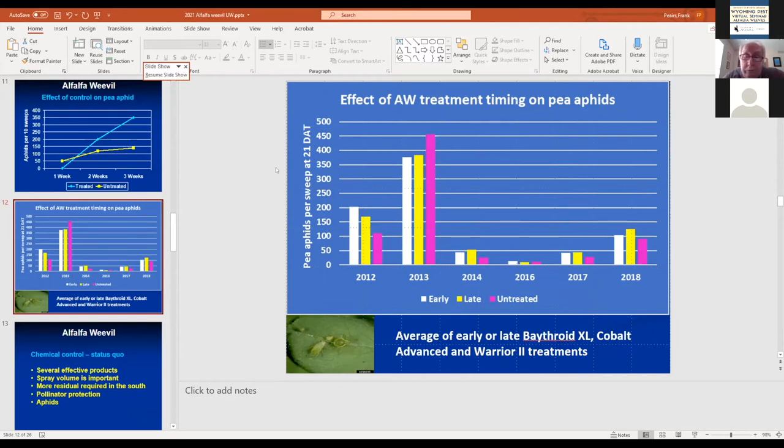So this slide tells you several things. One is that in 5 years out of six, pea aphids were less abundant in the untreated plots, and the abundance for early and late treatments was generally fairly similar. And then the other conclusion you can draw from this is that pea aphids vary greatly from year to year.